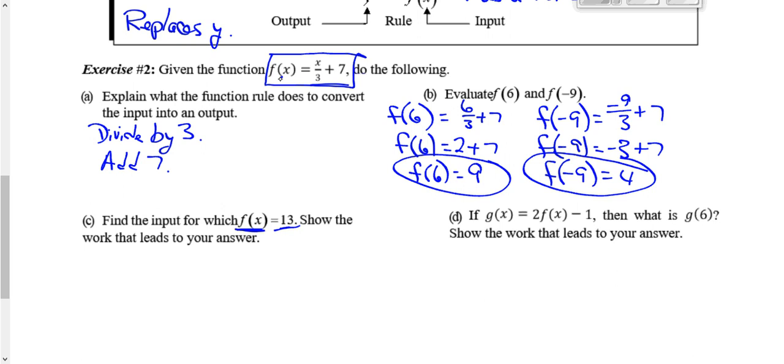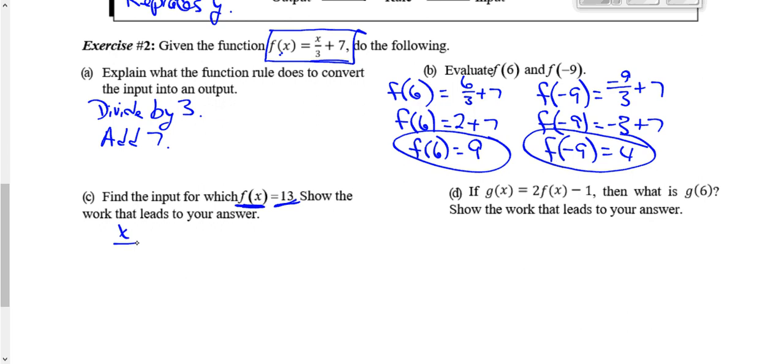X. And we know the output, so what are they asking us to do? Solve it for x, right? If the whole function equals 13, that means that this function, x over 3 plus 7 equals 13. So they're just asking it backwards now, right? This is one where before they were saying, look on the graph, go to where the graph is 13 and go down and find the x value. So they're kind of asking it backwards this time. So what do we do here?